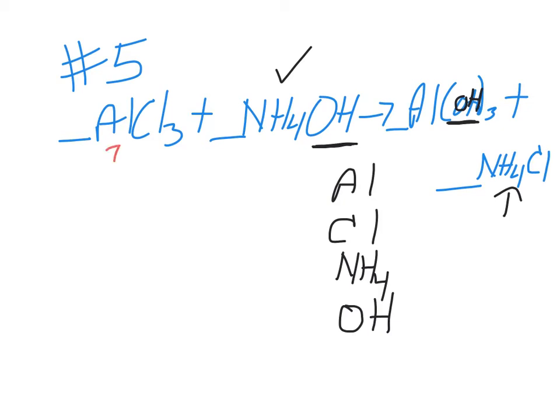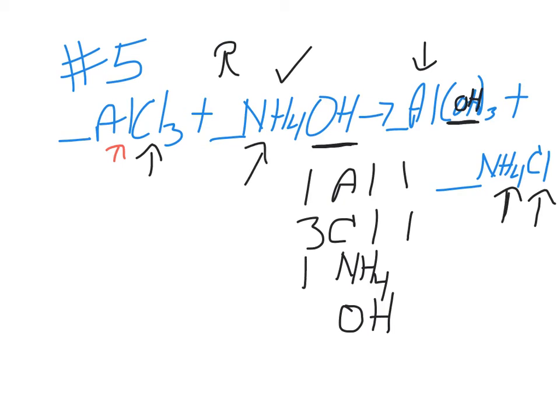Okay, so on the reactant side, I have 1 aluminum. And on the product side, I have 1 aluminum. On the reactant side, I have 3 chlorine. And on the product side, I have 1 chlorine. On the reactant side, I have 1 ammonium. And I also have 1 on the product side. On the reactant side, I have 1 hydroxide. But here I have 3 hydroxide. So that goes here.